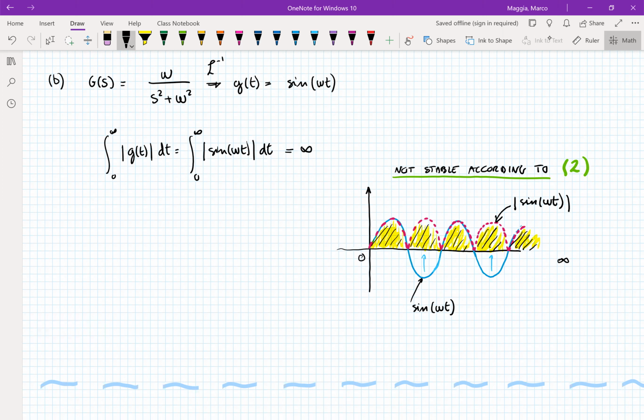So P1 and P2 are equal to, we have to solve what? S squared plus omega squared equals 0. So P1 and P2 are equal to plus and minus i omega. And you see that the real part is equal to 0, so it's not negative. Therefore, the system is not stable. The conclusions drawn from the two definitions match.